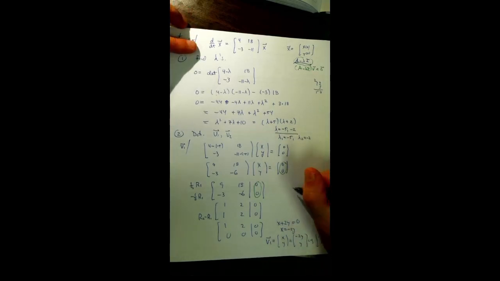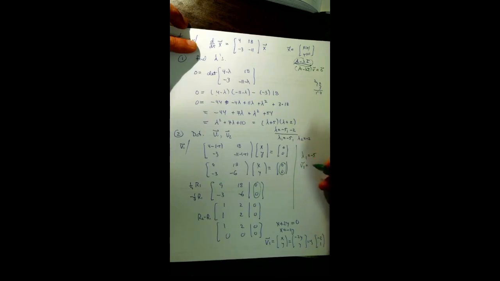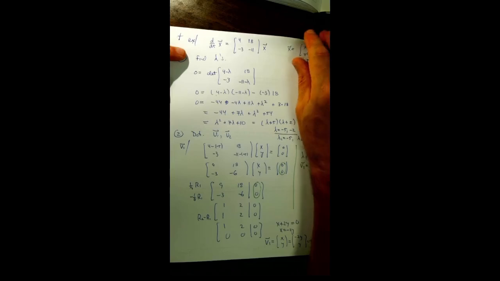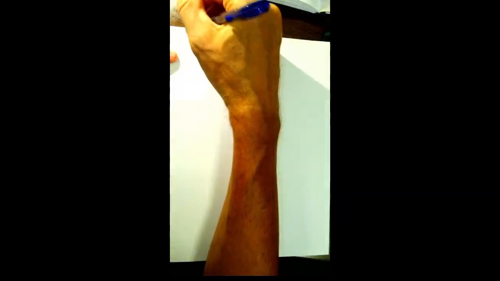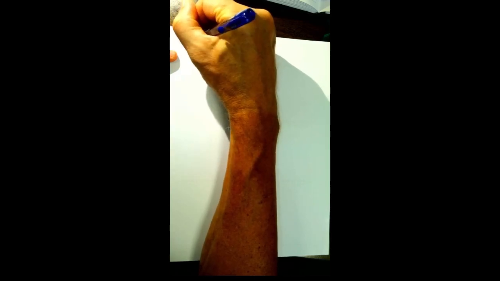So let me rewrite that. Here lambda 1 was minus 5, and v1 is any number, right? Because y could be any number times minus 2, 1. And if you don't have that in your answer, if you don't have infinite solutions, you did something very wrong. All right, so what do we have? At this point, we have the differential equation.